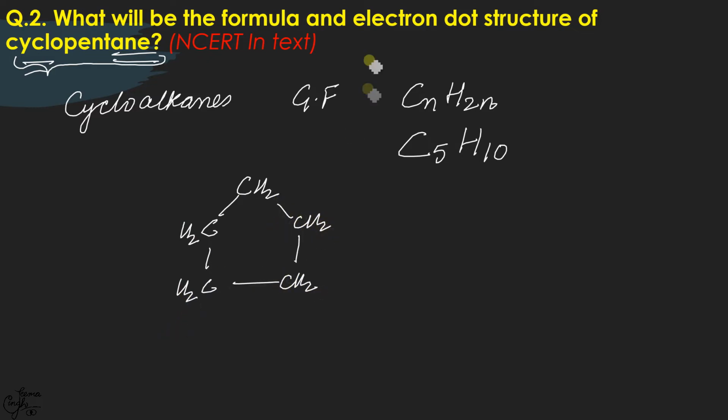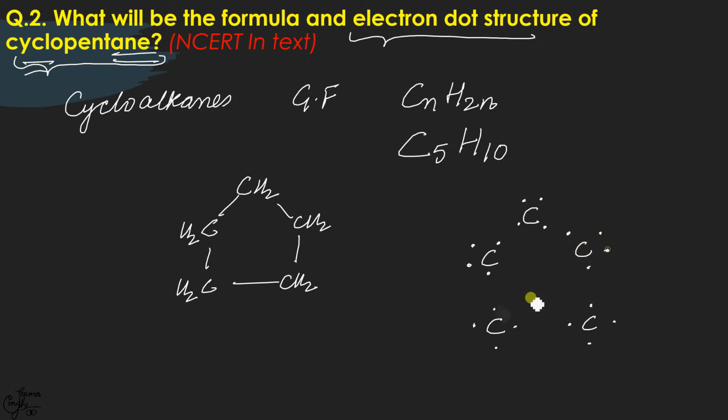Fine. You have to convert into electron dot structure, so all the bonds are supposed to be shown as electrons. C1, 2, 3, 4. Fine. Another 1, 2, let's say 3 and 4. For this carbon, 1, 2, 3 and 4. This carbon, 1, 2, 3, 4. And finally this carbon, 1, 2, 3 and 4.